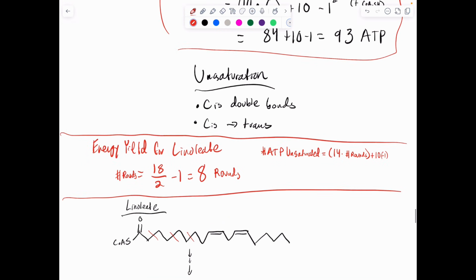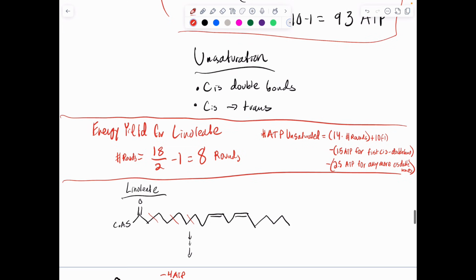So the first thing we do is for the first cis double bond, we subtract 1.5 ATP. And then we subtract 2.5 ATP for any other cis double bonds past that. I'm kind of running out of space here, but hopefully that makes sense.